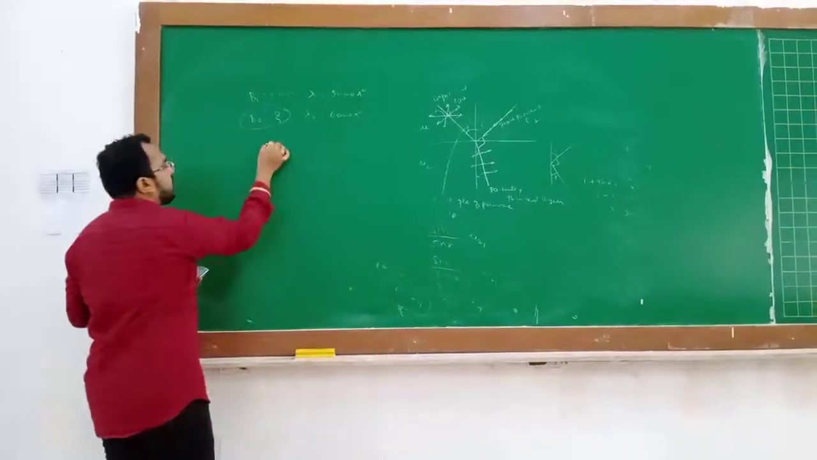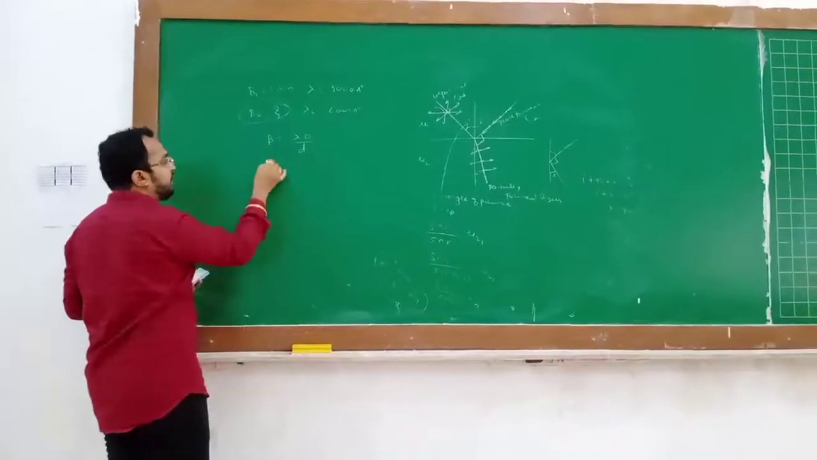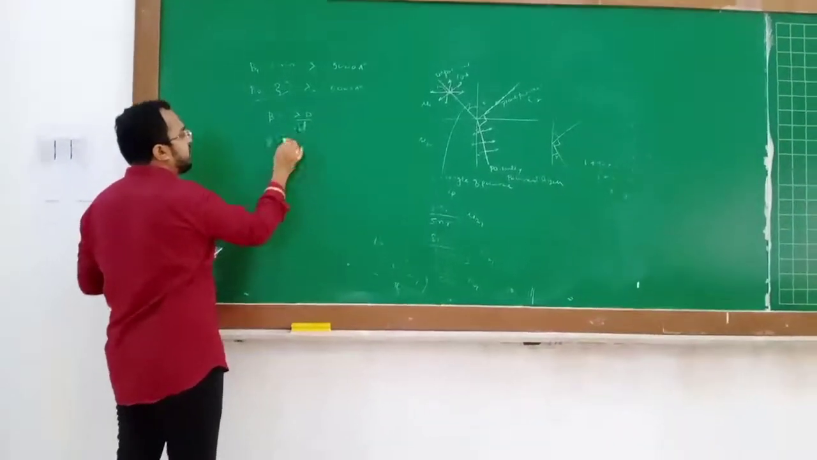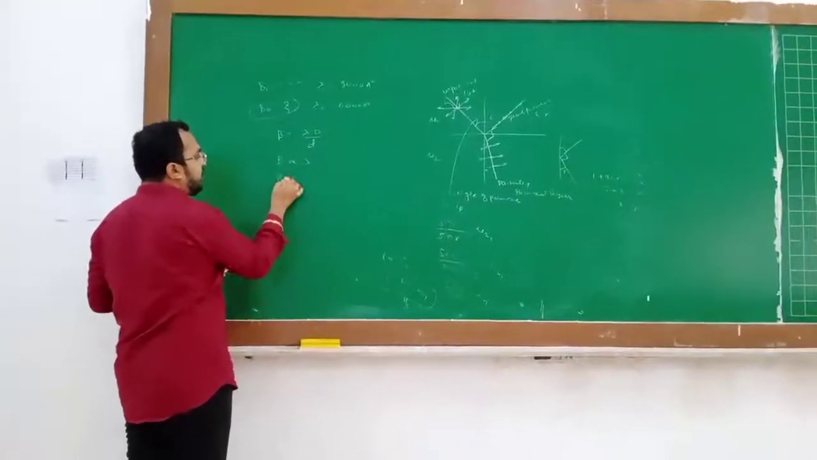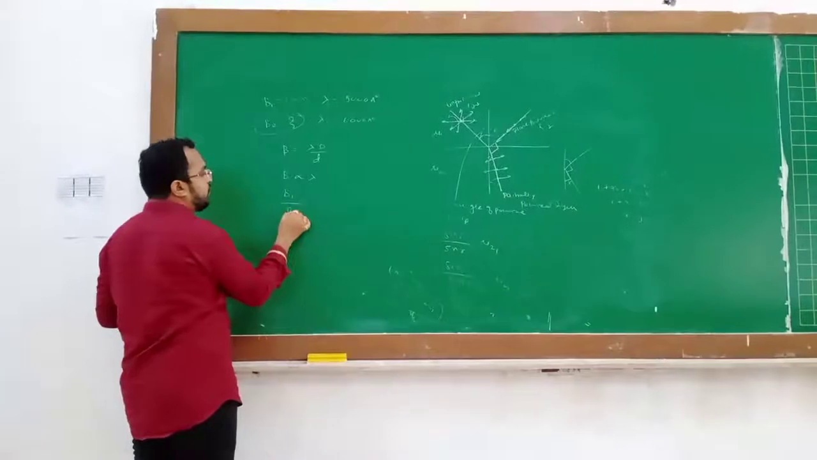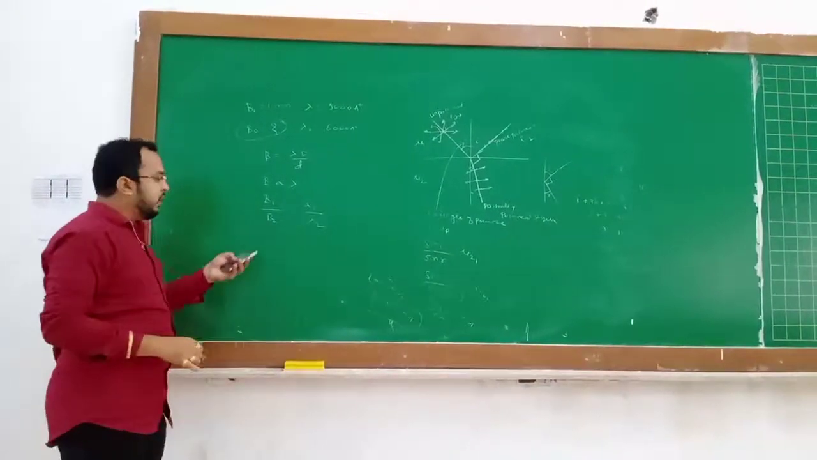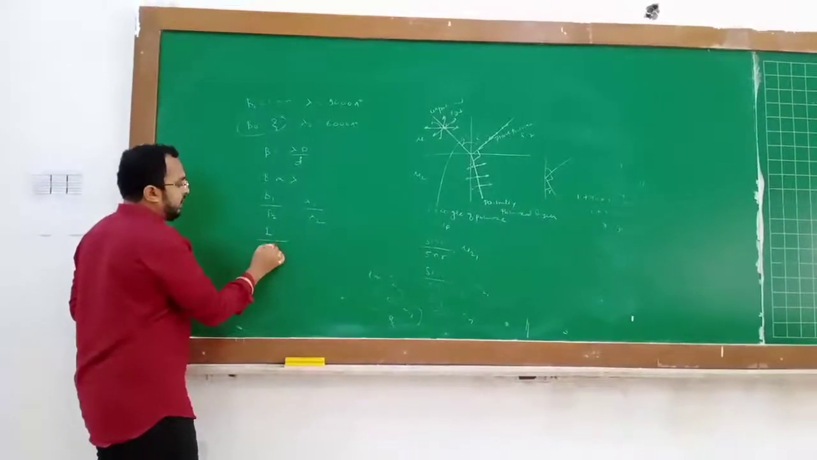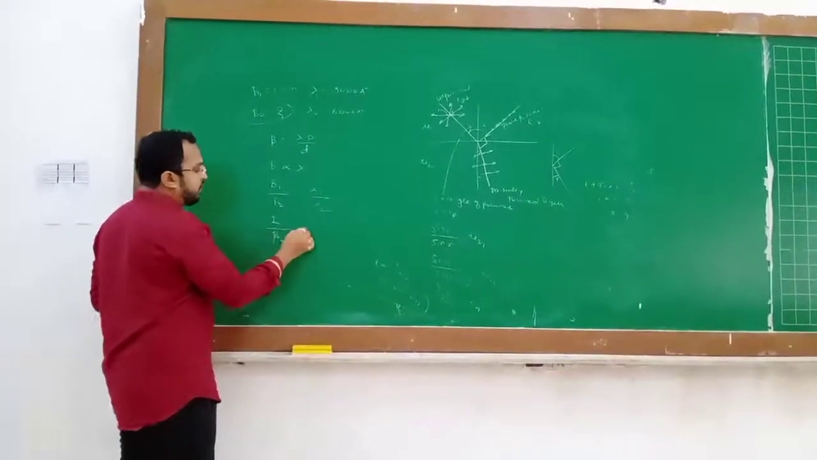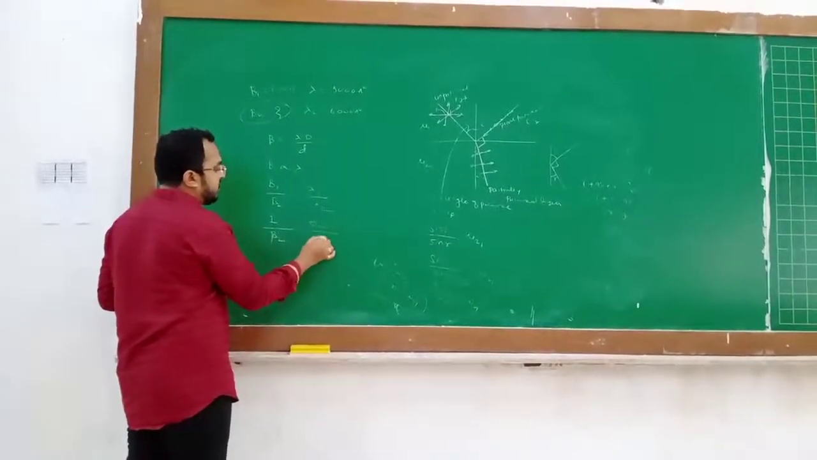Now what we know? See, fringe width is proportional to lambda. Very simple. So you can write beta 1 upon beta 2 is equal to lambda 1 upon lambda 2, and from here we can find beta 2. What is beta 1? 1 mm. This is beta 2, fringe width of 2. Lambda 1 is 5000, lambda 2 is 6000.